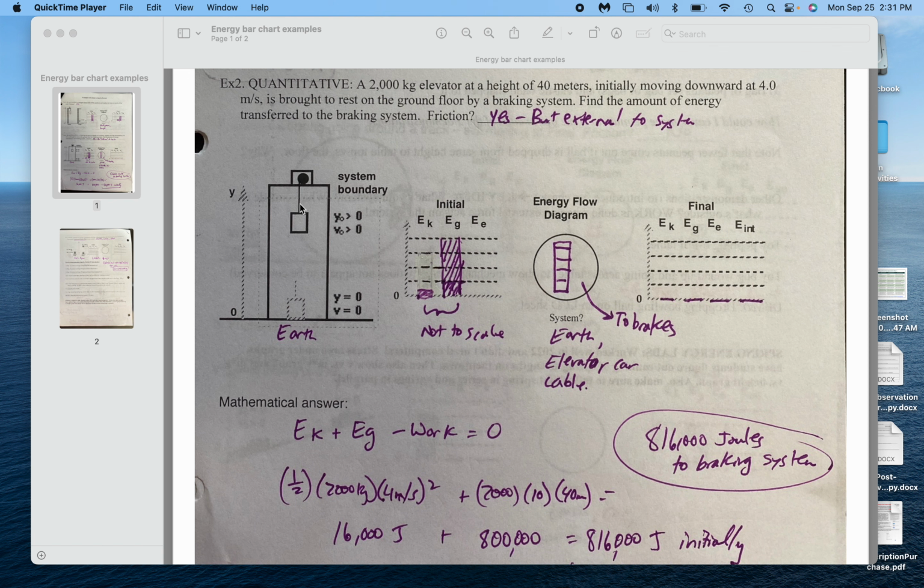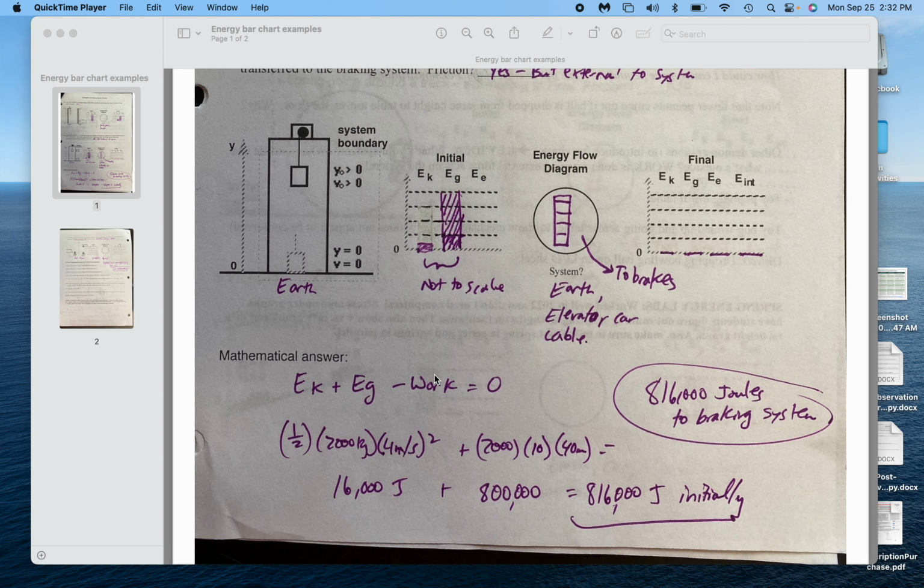You kind of wouldn't want that on an elevator, because that would be a weird ride bouncing around. So I put this as 0, and I had 0 internal or thermal energy. The reason is that the braking system is outside the system boundary. So if I start with what looks like 4.5 bars, and I end with 0 bars, I have an arrow pointing out from this energy flow diagram, and that says it's going to the brakes.